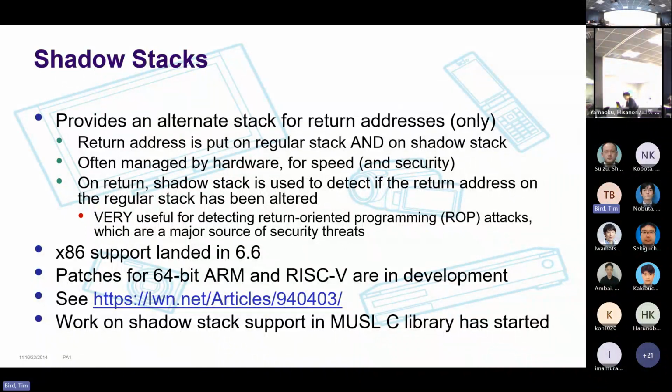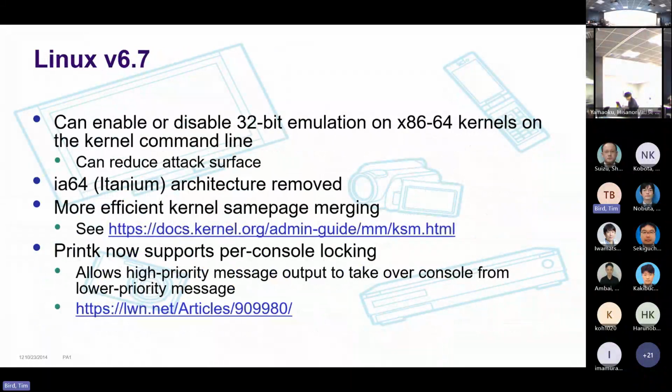So work is actually already in progress to support this. I believe the support is already in glibc, but I just noticed like 2 weeks ago that the Musl C library is also working on supporting this. So that's actually really good.